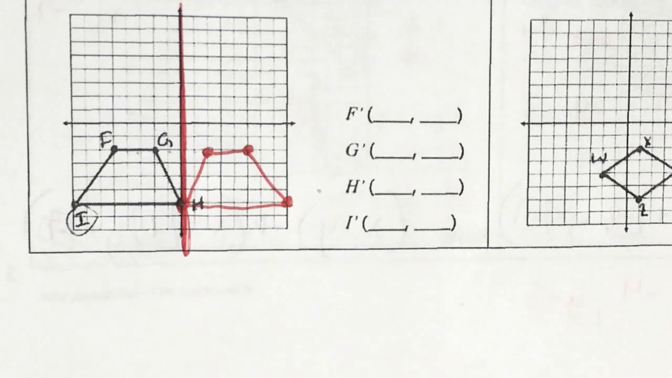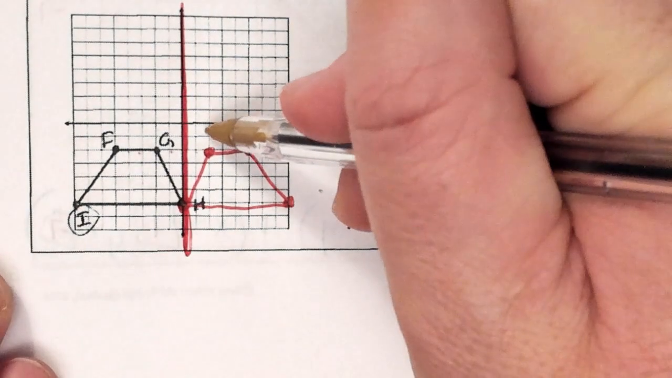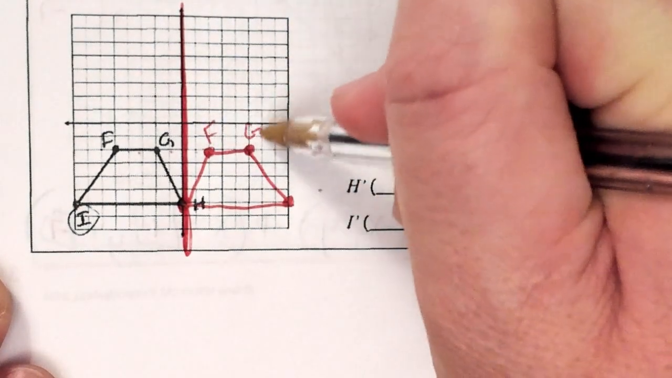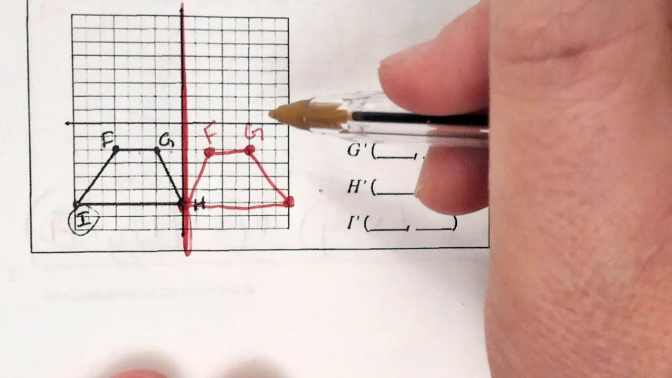Now, here is a common mistake. I was not writing the letters as I was flipping stuff. A lot of people, this is wrong, a lot of people put F and G. That is incorrect. This is wrong.